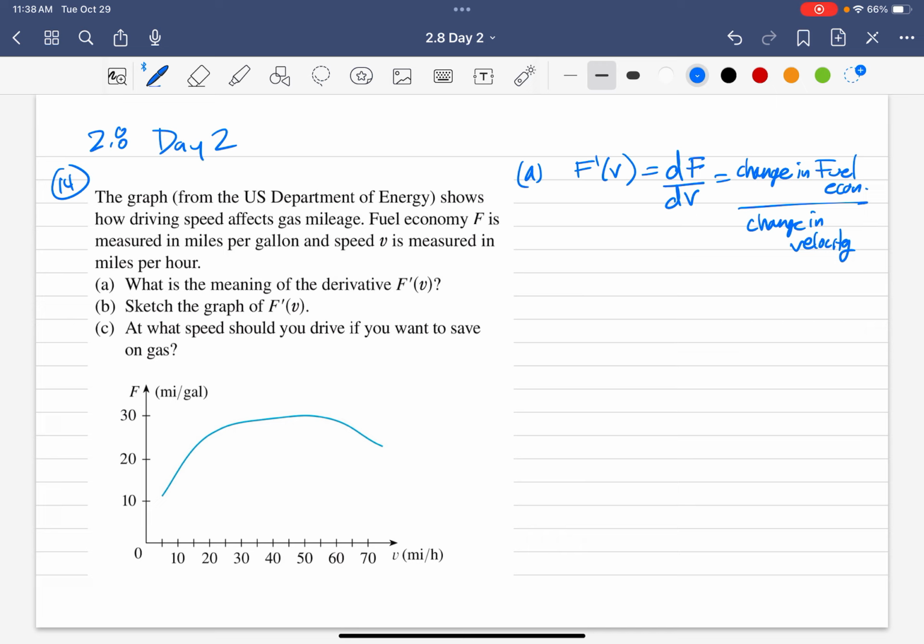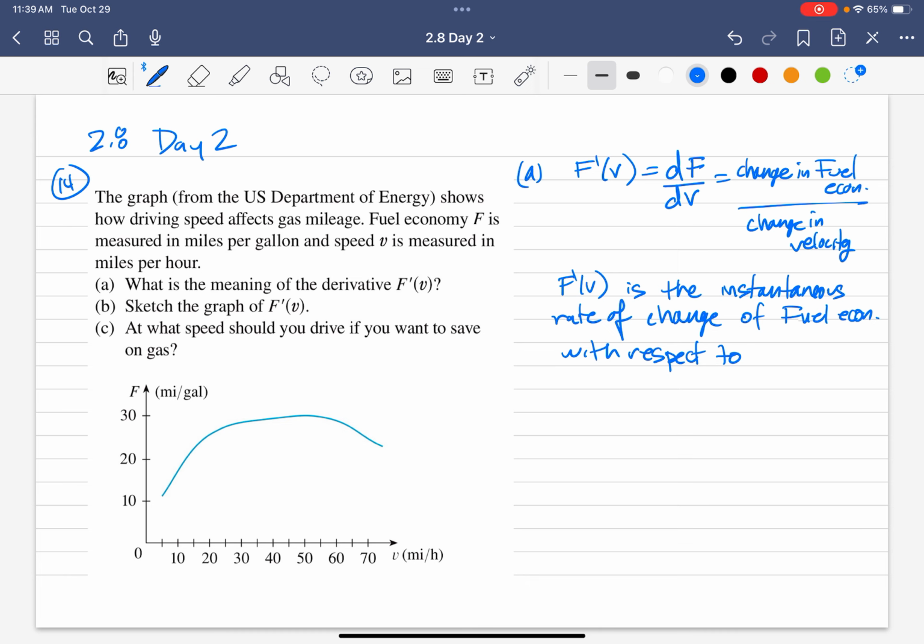So I guess F prime of V is the instantaneous rate of change of fuel economy with respect to velocity.